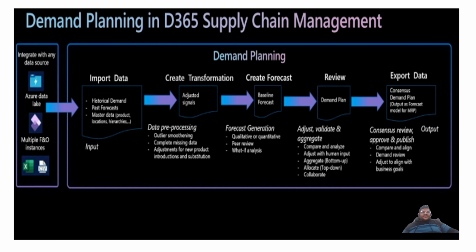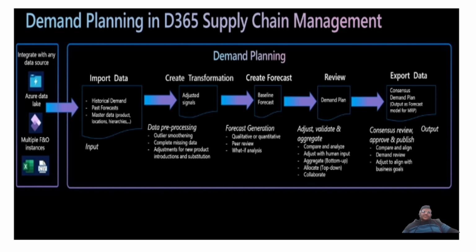In this second step, we will create the transformation. We will do the outlier smoothing, complete missing data, make adjustments for new products, and handle substitution of products in the create transformation step. So this step is actually converting the raw data into X and Y axis, so we can use this transformed data to create our forecast.